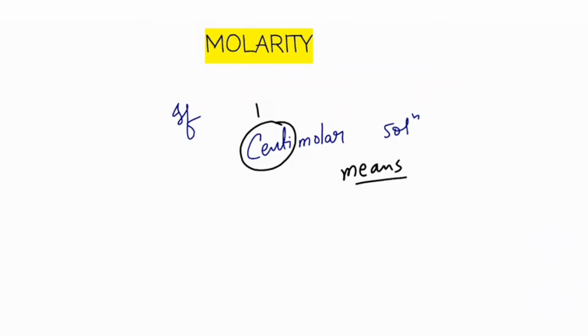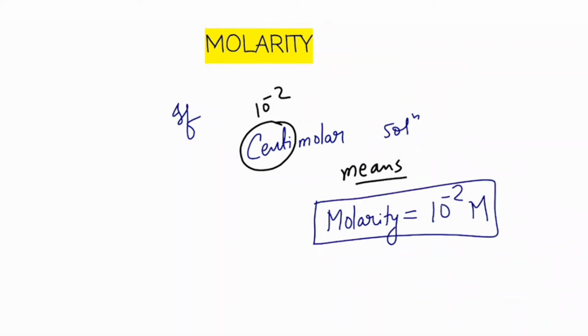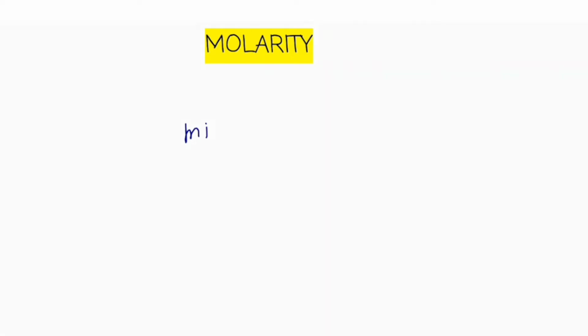Suppose in a question we have a centimolar solution. Now what do we mean by centimolar solution? Centi means 10 to the power minus 2. So it means the molarity of the solution is 10 to the power minus 2 M, where capital M is molar. Dear students, I hope this is clear to you.